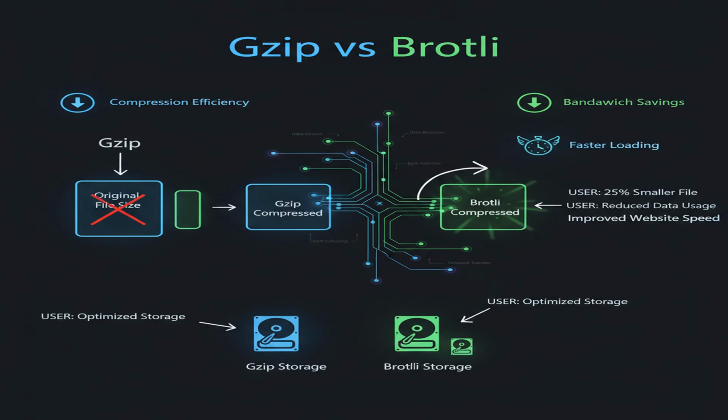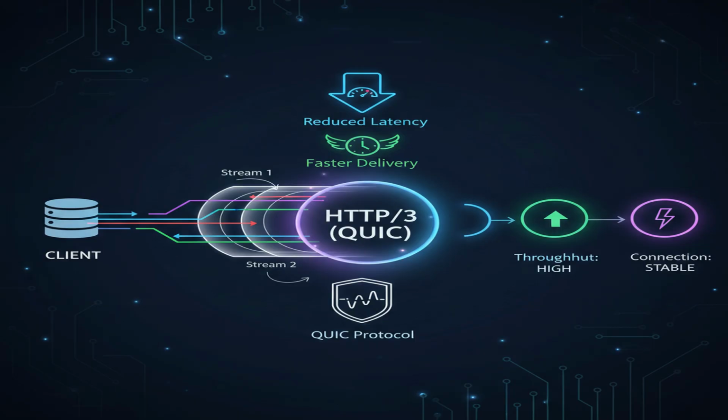Building upon efficient routing, CDNs also employ advanced compression techniques to minimize content size and accelerate delivery. Brotli, a modern compression algorithm, consistently outperforms gzip, offering smaller file sizes and faster decompression, thus reducing bandwidth consumption and improving user experience.